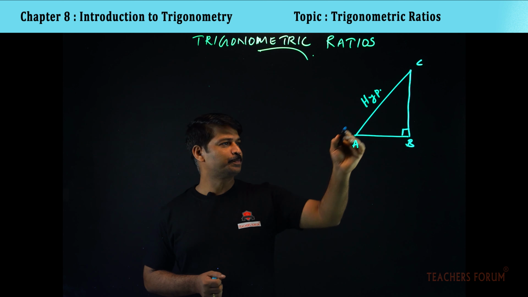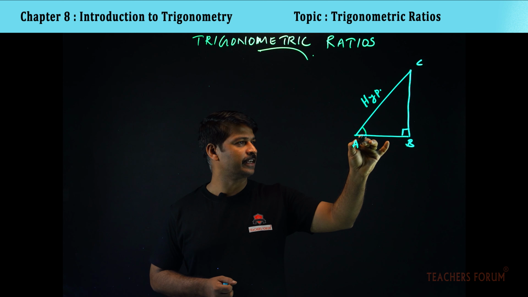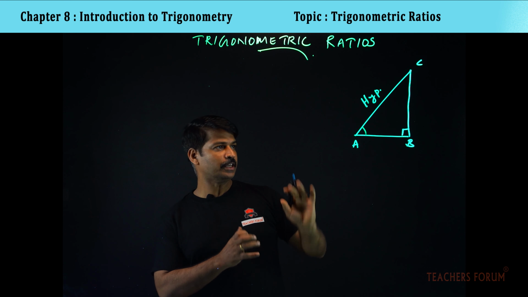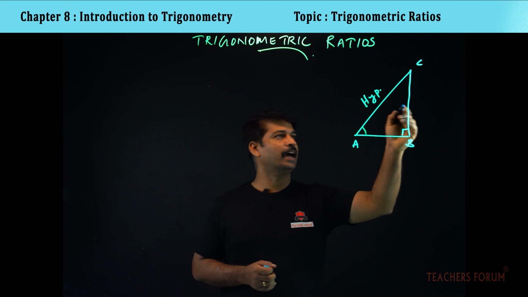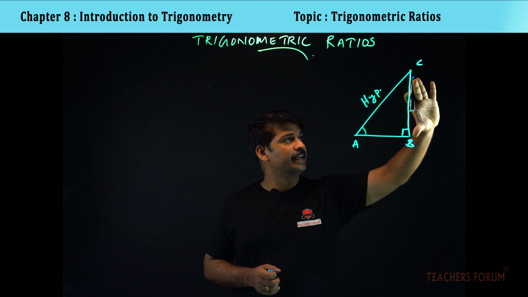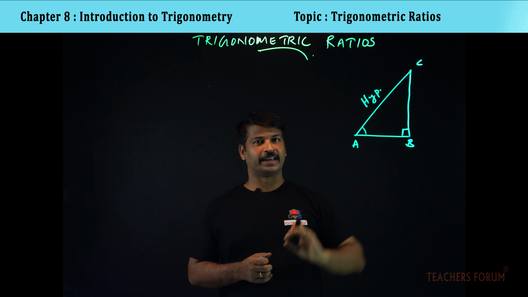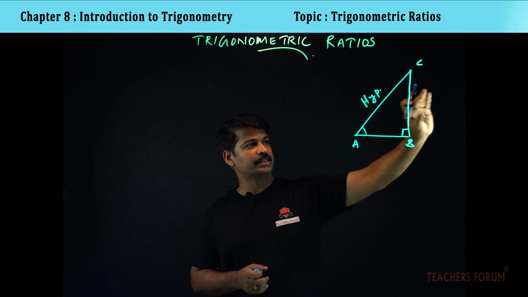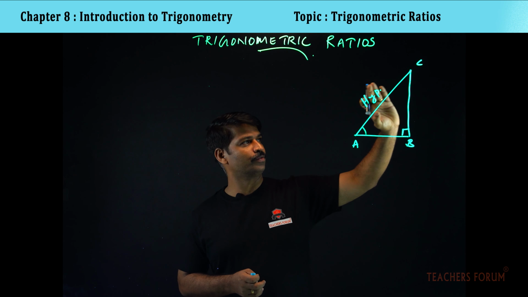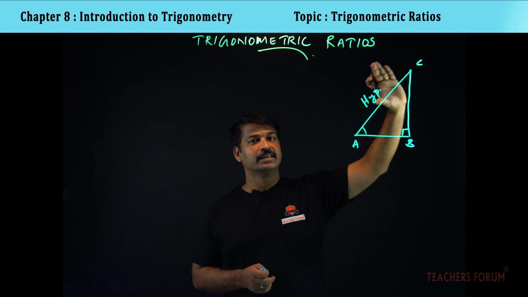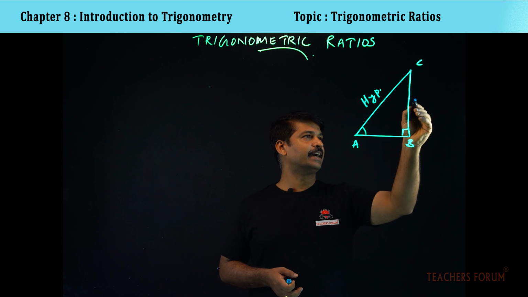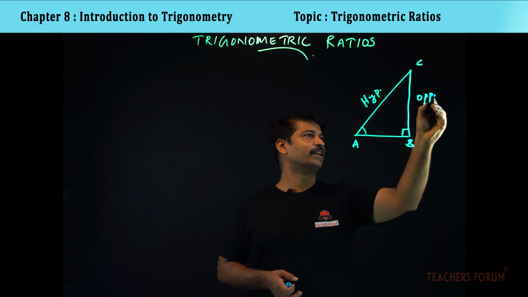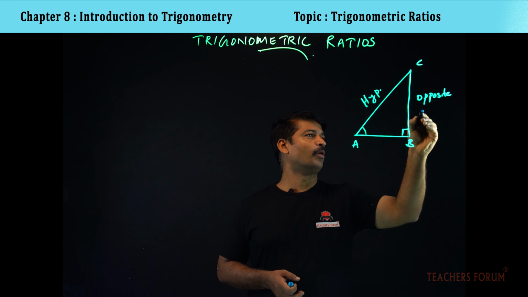Now, with respect to angle A, let us consider angle A first. We call the side BC the side opposite to angle A. You see, side BC is opposite to angle A. So we call BC the side opposite to angle A, or we simply call it the opposite side.